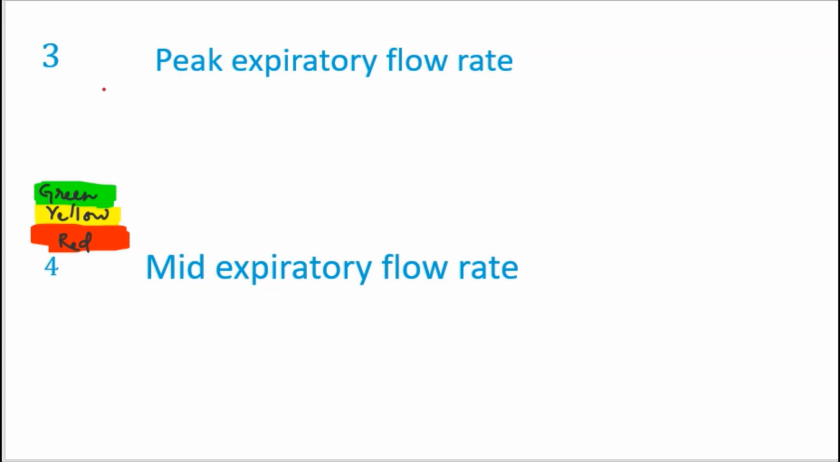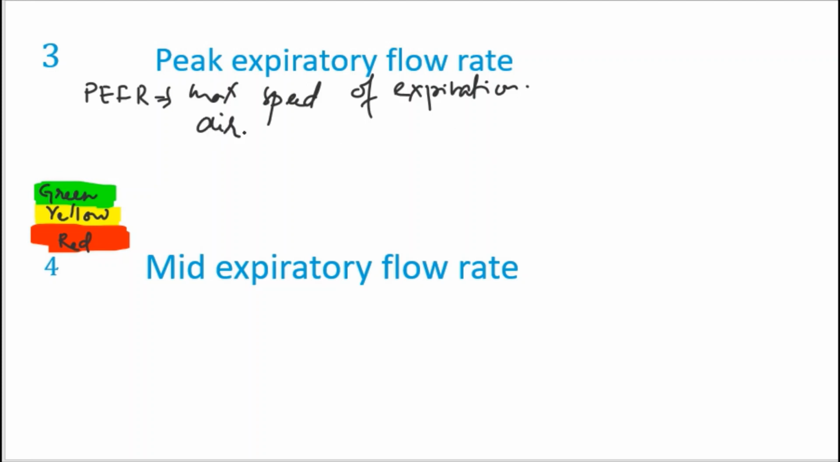And coming up next is PEFR, or peak expiratory flow rate. What does this mean? PEFR is a person's maximum speed of expiration. It measures airflow through large airways. This is the point to remember.